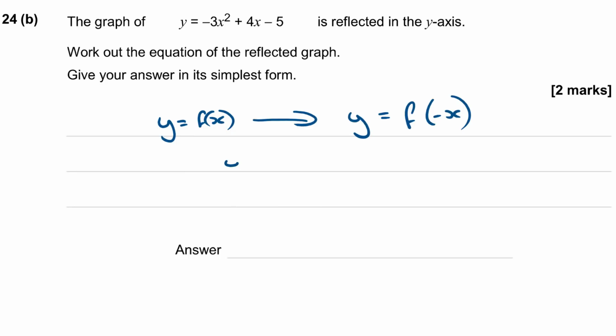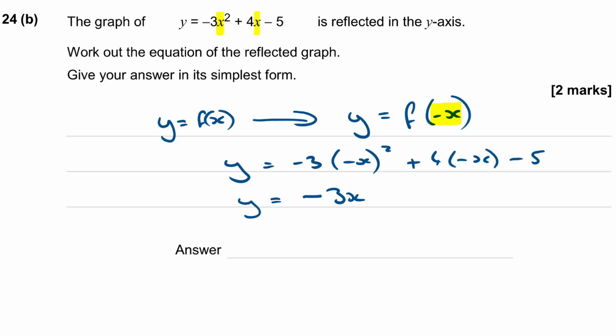So we're going to get y is equal to minus 3 lots of minus x squared. So basically every place I see an x in here, I'm going to replace it with minus x. So minus 3 lots of minus x squared plus 4 lots of minus x minus 5. And then obviously I'm going to have to deal with all these negative signs. When I square negative x, I'm going to get positive x squared. So it's going to leave me with minus 3x squared.